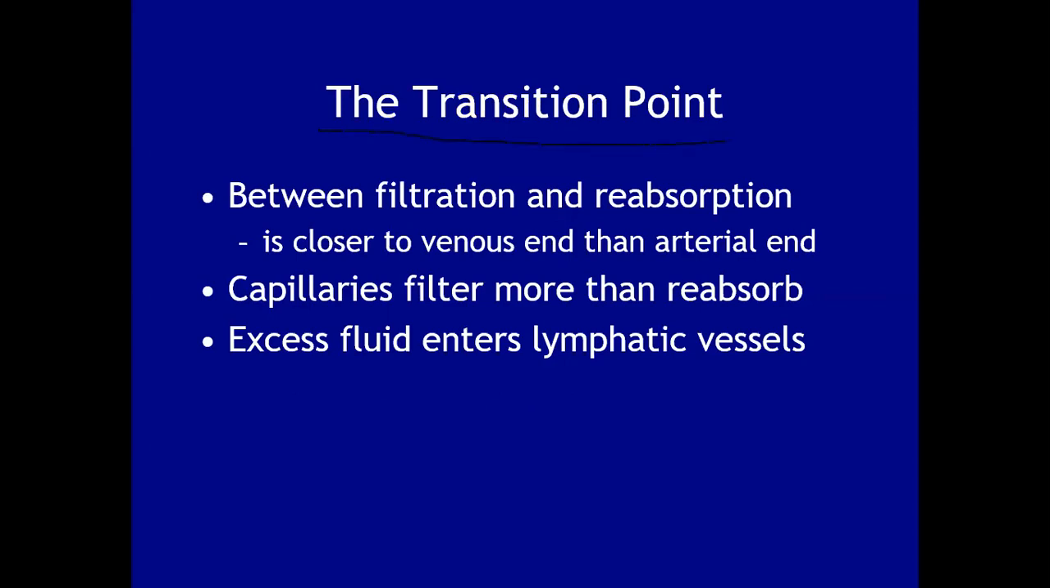That point that's not quite in the middle, that's a little bit closer to the venule side, that's called our transition point, okay? So if we think about it, if this is the length of our capillary and our transition point is here, notice we're going to filter more than we're going to pull back in. We got to do something with this excess, okay? And it says the excess ultimately enters the lymphatic vessels and it travels around the body, okay, in the lymph, and then it dumps back into the bloodstream. And the cool thing is, next chapter we're going to cover is the lymphatic system, so we'll see exactly how this works.